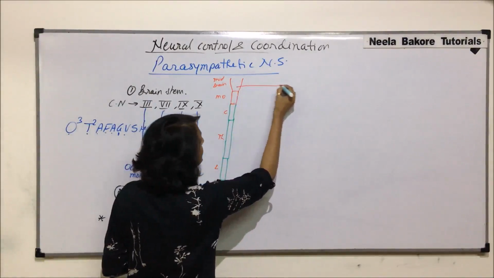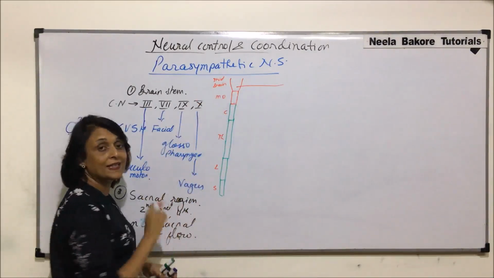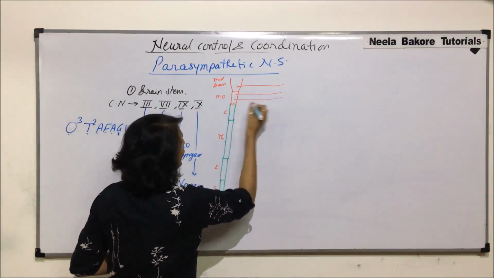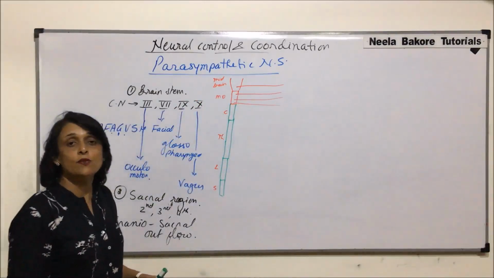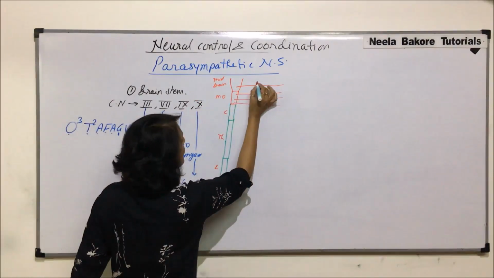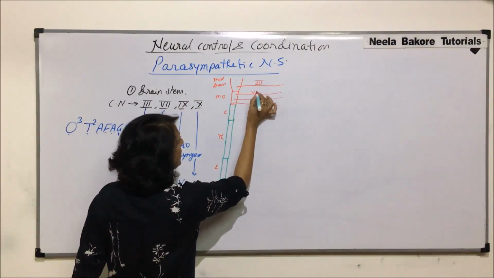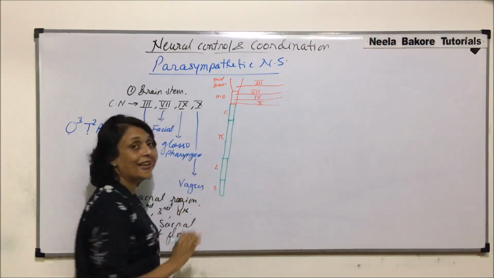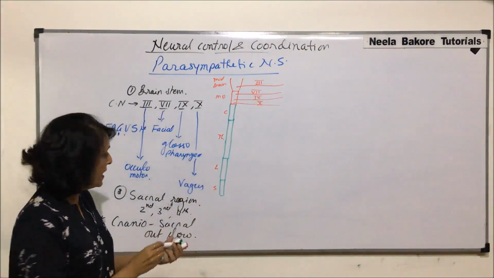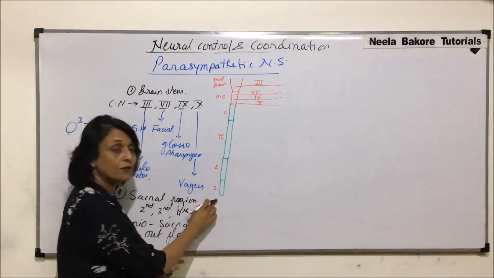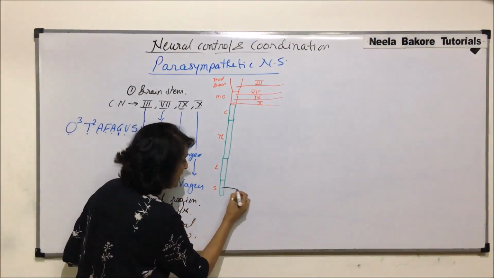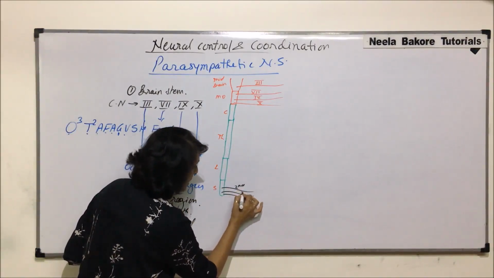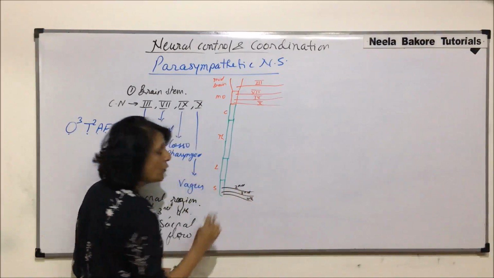The third cranial nerve arises from the brain stem, and the other three, that is the 7th, 9th and 10th, arise from the medulla. So here we will write those numbers. This is 3rd, this is 7th, this is 9th and this one is 10th. And similarly, we will draw three coming from the sacral region. The 2nd, 3rd and 4th. This is 2nd, this is 3rd and this is 4th.